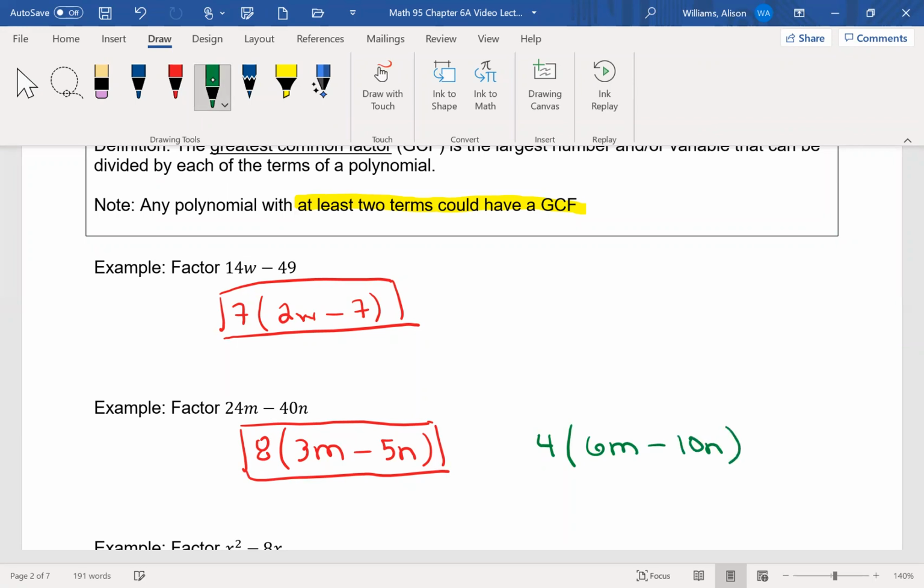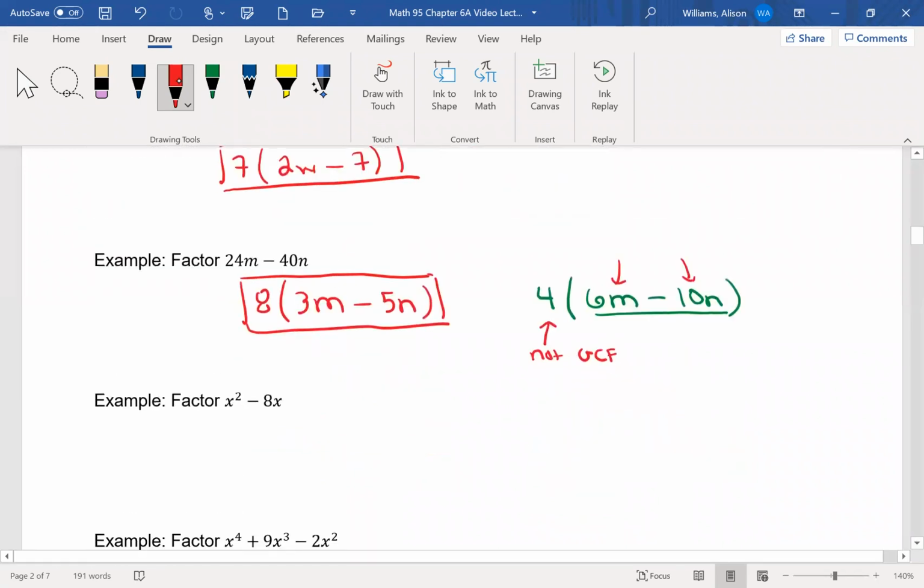Now, what's left here, that 6 and 10 have another number in common. They have a 2 in common. So that means that 4 was not the GCF. I didn't pull out the greatest common factor because these two have another factor in common. All right, so that's how we know that that was not the GCF and that there was something bigger. So we go with 8. All right, and that works.